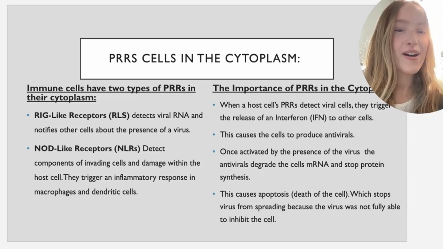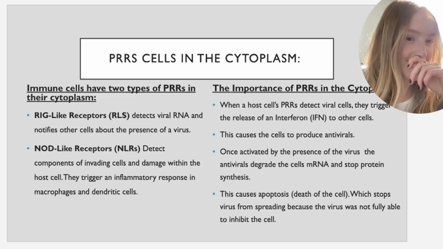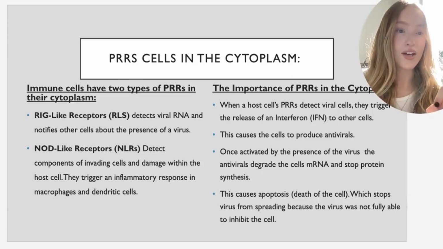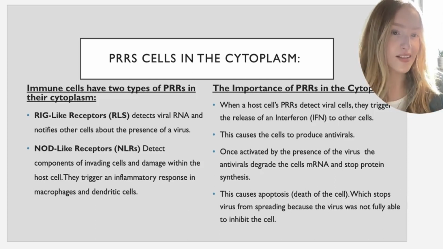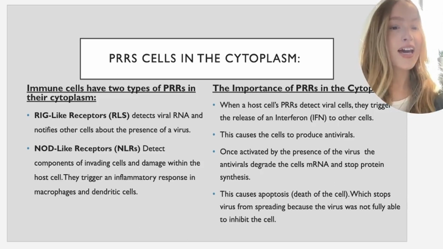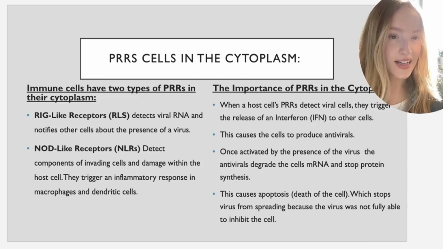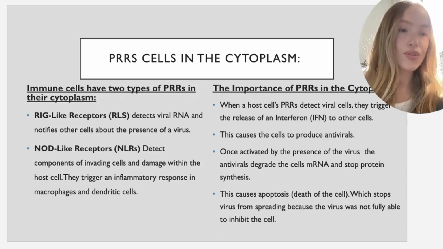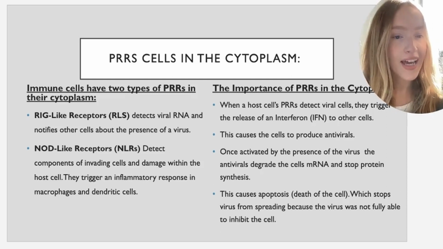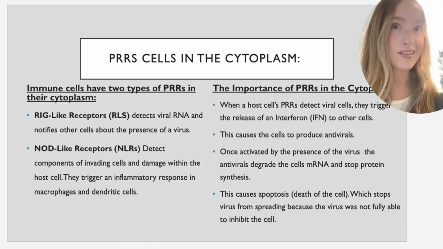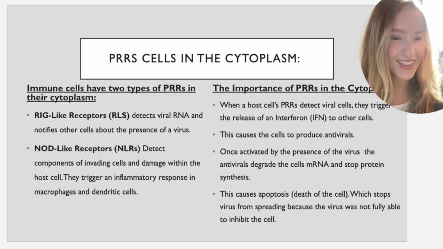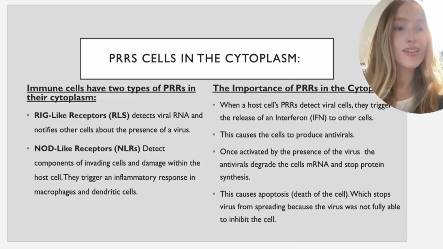And these pattern recognition receptors are very important because when they do detect viral cells, they trigger the release of interferon to other cells. And this causes those outside cells to produce antivirals. And when these antivirals are activated by the presence of an invading virus, it signals for the host cell to degrade their mRNA and stop protein synthesis, which just leads to the cell's death. And so, therefore, the virus isn't able to spread anymore because it was never fully able to inhibit the cell itself.